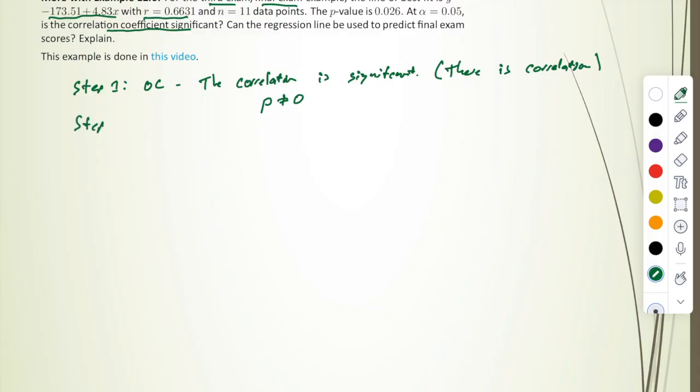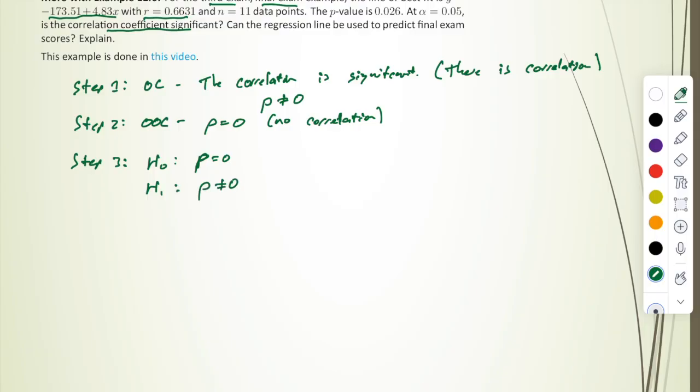And so in this case, that would be step 2. Opposite of the original claim is rho equals 0. This means no correlation. All right, step 3. The null hypothesis is going to be rho equals 0, and the alternative hypothesis is going to be rho does not equal 0. Step 4 is right there, significance level.